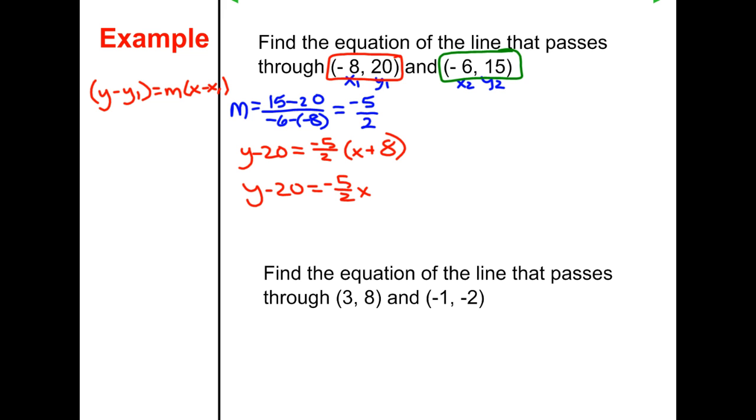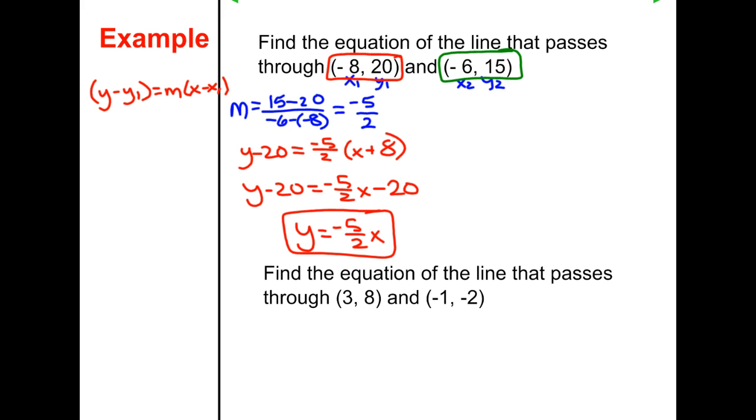Now negative times a positive is going to be a negative. 8 times 5 is 40, divided by 2 is 20. Now I'm going to add 20 to both sides to get rid of the 20 on the y side. So y equals, well, if I do negative 20 plus 20, I'm just going to end up with y equals negative 5 halves x.